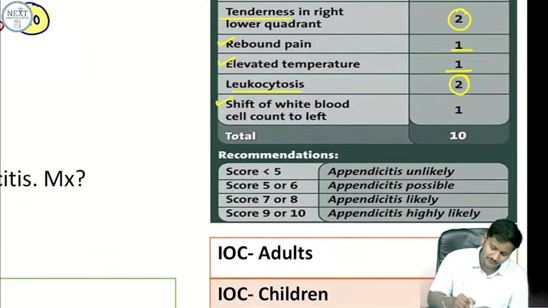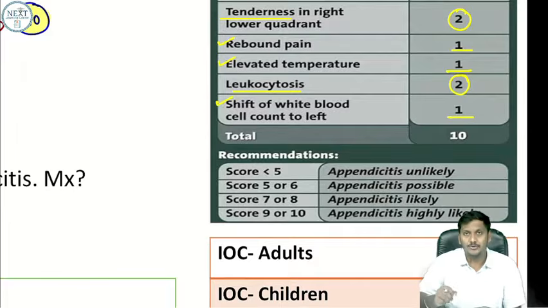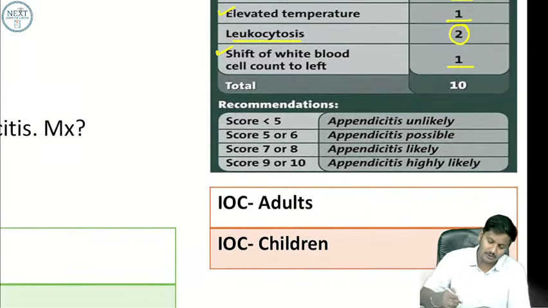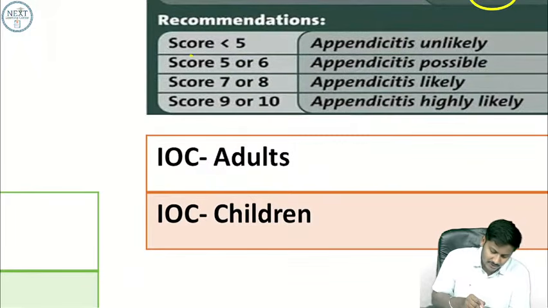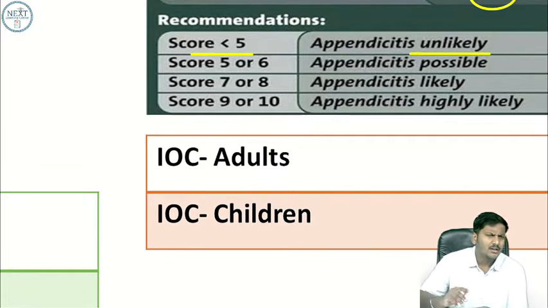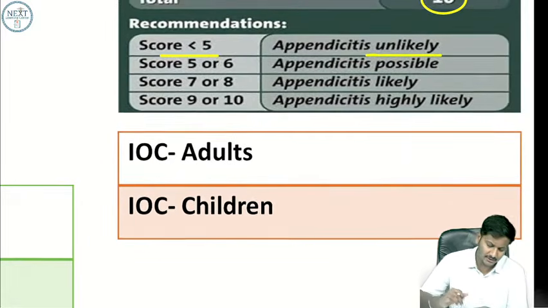And S for shift to left. Shift to left means more amount of immature WBCs or immature neutrophils. Okay, the total score has to be 10. Whenever the patient's score is less than 5, that means appendicitis is unlikely in this patient. There are almost no chances of appendicitis, you can say.